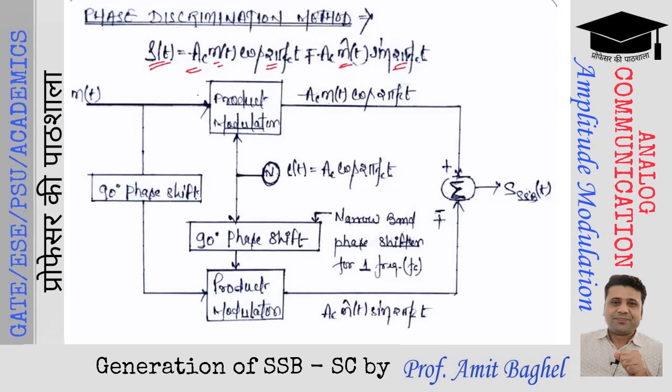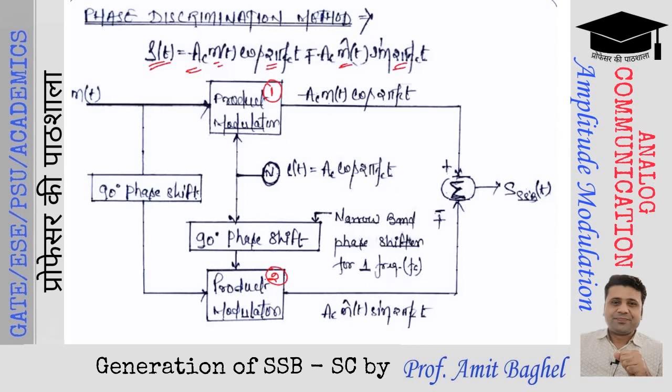In this, we have two product modulators. So we have product modulator 1 as well as product modulator 2. What is the functioning of the product modulator? Product modulator multiplies whatever be the inputs in it. So product modulator will give you the product of the applied inputs. Right? So we have two product modulators which are going to give the product of the applied inputs.